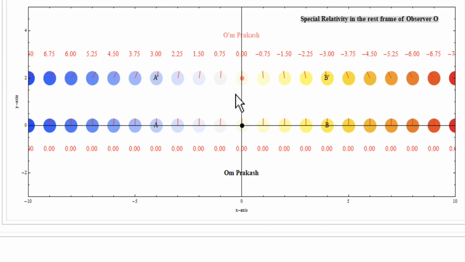And it was still later, at a time of 3 seconds, that A prime came face to face with A and lightning struck them. So these events occurred non-simultaneously for the train observers. That is, B prime met B first and lightning struck. Then O prime Prakash met Om Prakash, and after that A prime met A.